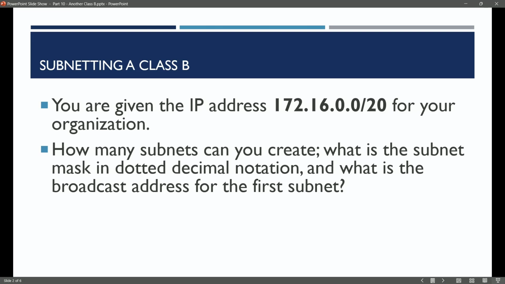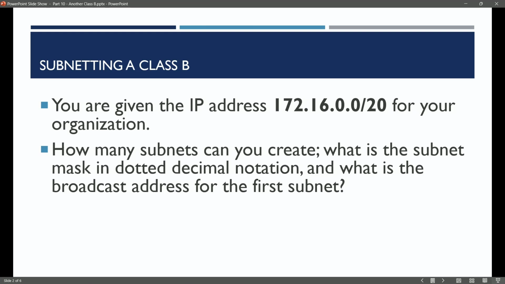As far as the dotted decimal notation of the subnet mask, I could do that in my head too. I'm going to need to write some stuff out for the broadcast address for the first subnet. Many of you can already do that in your head though. I'm just not that good. All right, so let's see how these would be worked out on scratch paper.